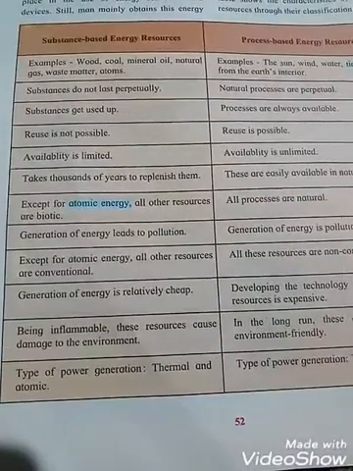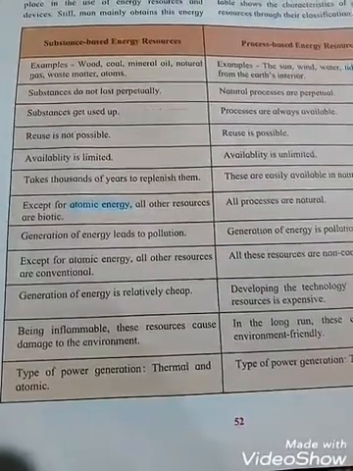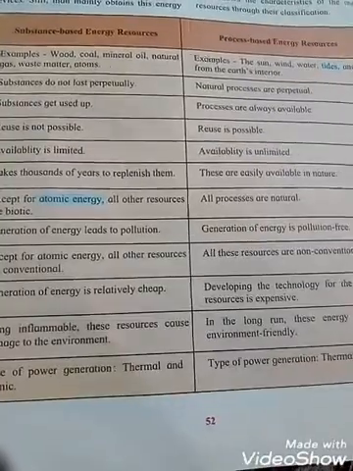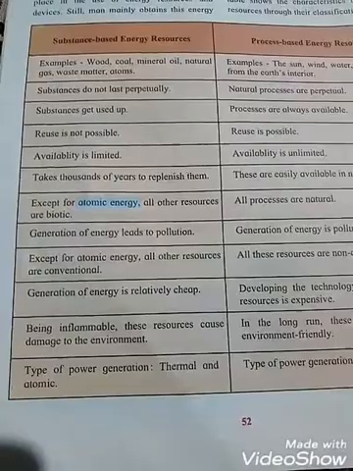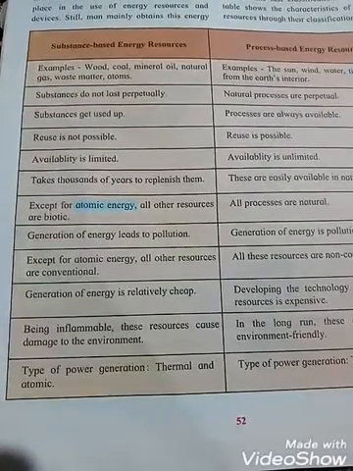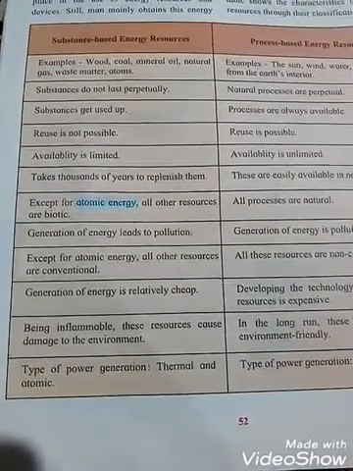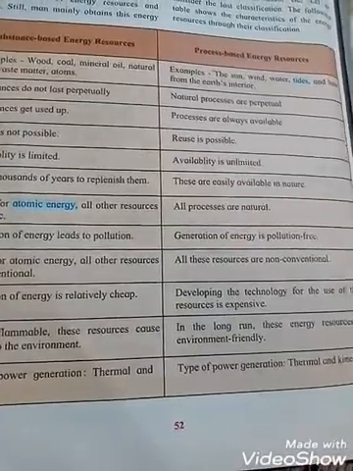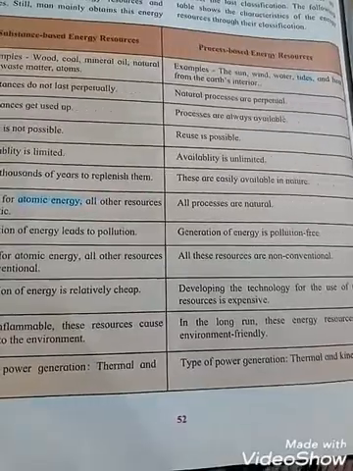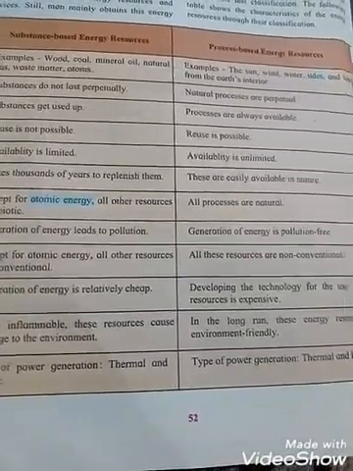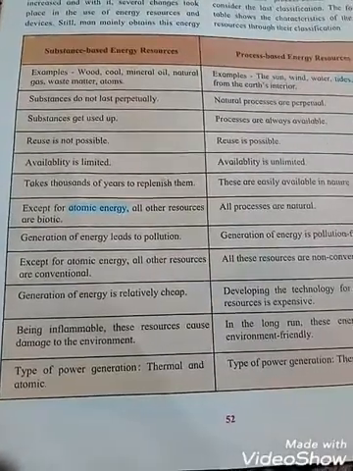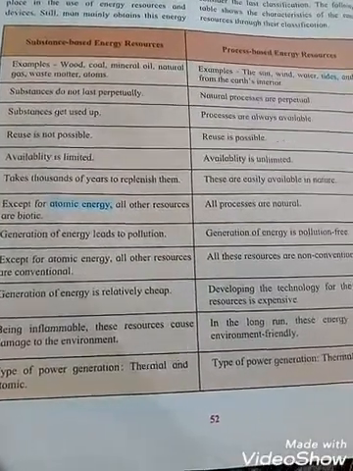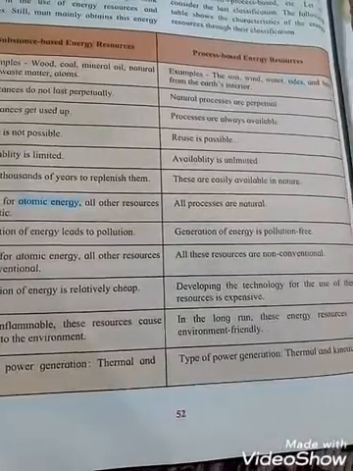Except for atomic energy, all other substance-based resources are biotic, and in process-based, all processes are natural. Generation of energy leads to pollution in substance-based energy resources, students, and in process-based energy resources, generation of energy is pollution free. It is not polluting, it is totally pollution free. Except for atomic energy, all other substance-based resources are conventional, and all these process-based resources are non-conventional.